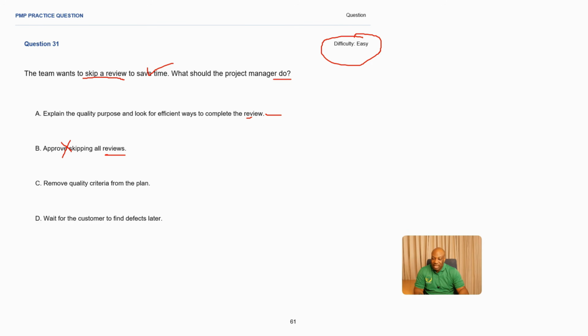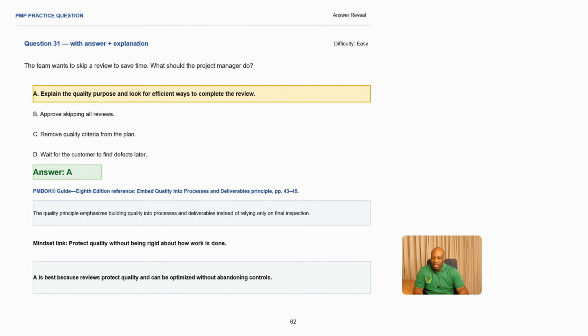Remove quality criteria from the plan. You don't remove quality criteria. The purpose of doing a project or to produce a deliverable is to have high quality, making this an incorrect answer. Wait for the customer to find defects. You don't give defects to customers. It might be very costly to correct defects once they are discovered by the customer as compared to discovered during the development process, making this an incorrect answer. Therefore, in this scenario, the correct answer is A.